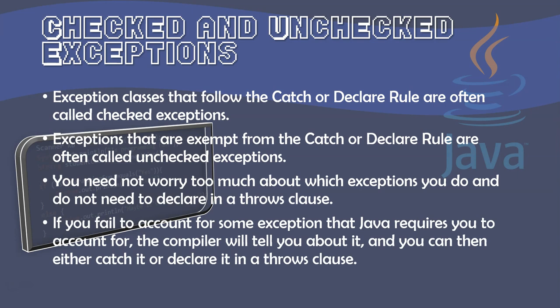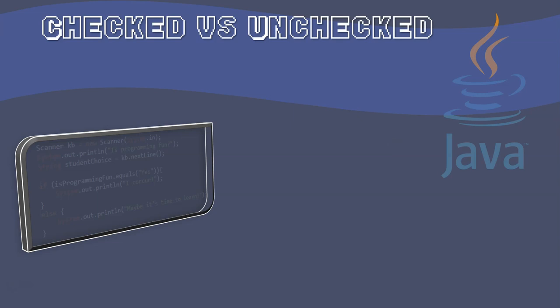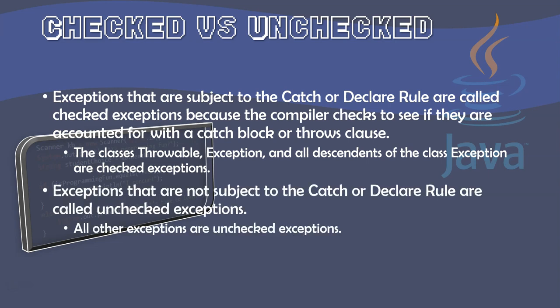If you fail to account for an exception that Java requires you to account for, the compiler is going to say, hey, I think you're forgetting something, and then you can either put in a catch or a throws clause in order to handle that. Exceptions that are subject to the catch or declare rule are called checked exceptions because the compiler checks to see if they are accounted for with a catch block or throws clause. This includes the class Throwable and all descendants of the class Exception. If we're not subject to that, again, these are the unchecked exceptions.